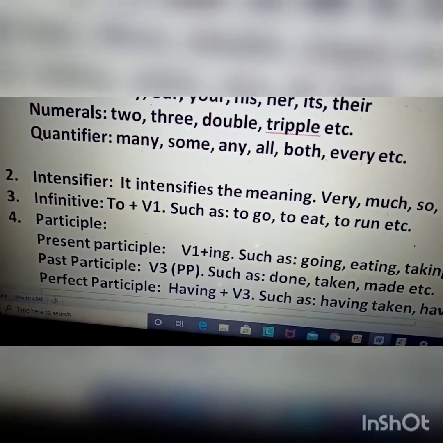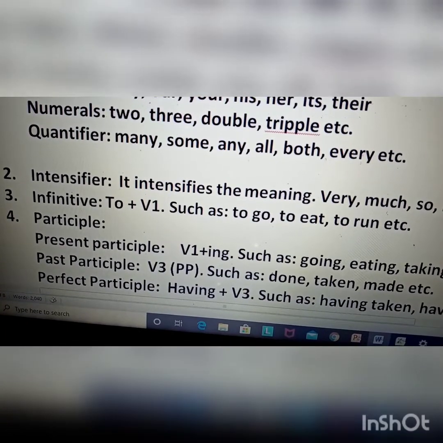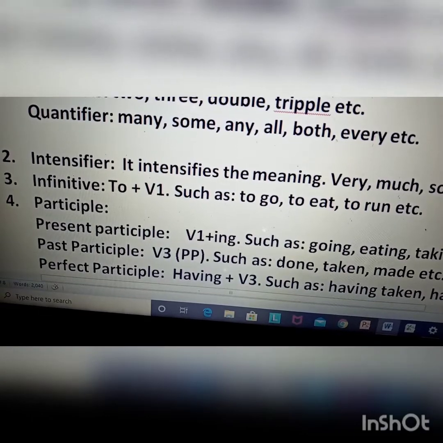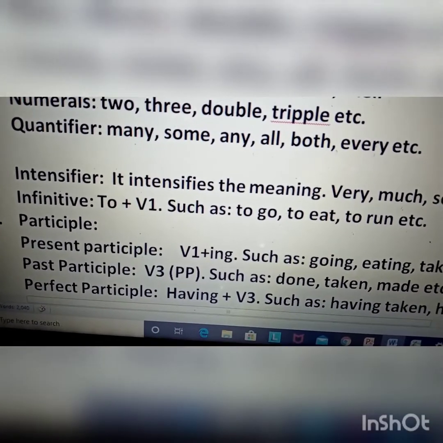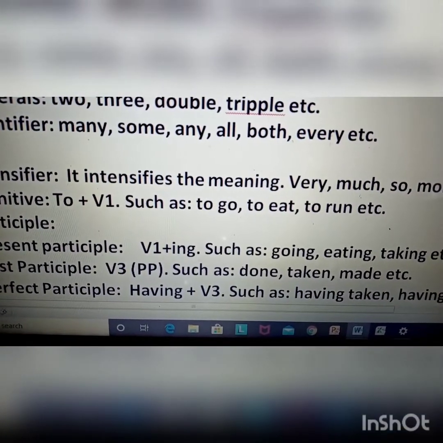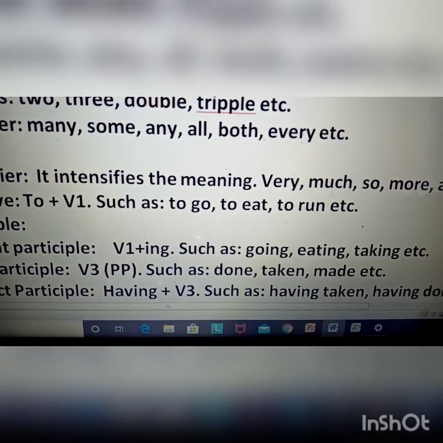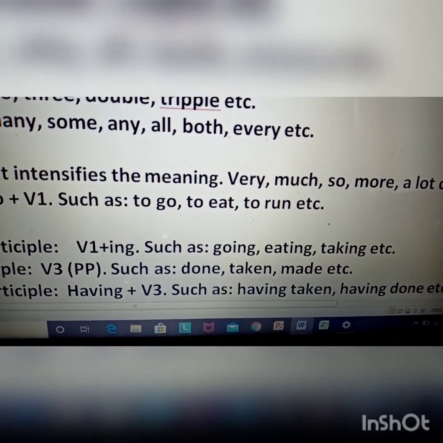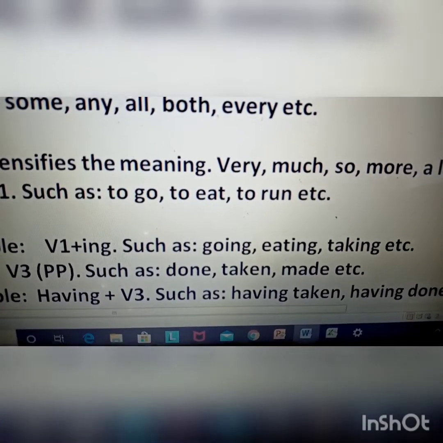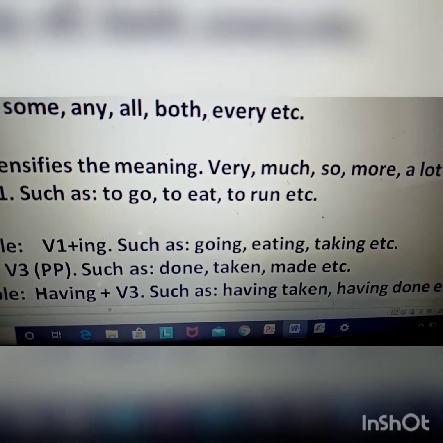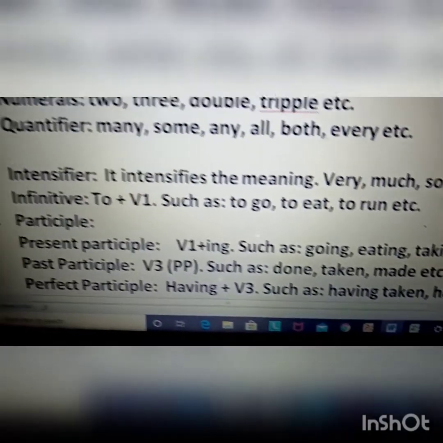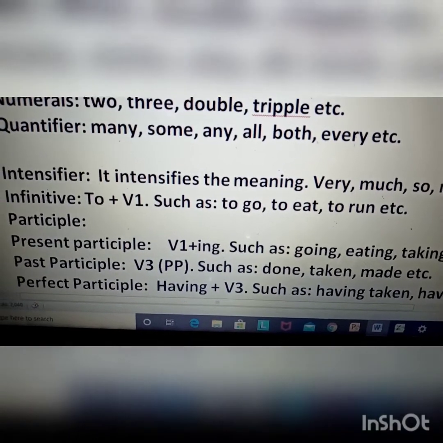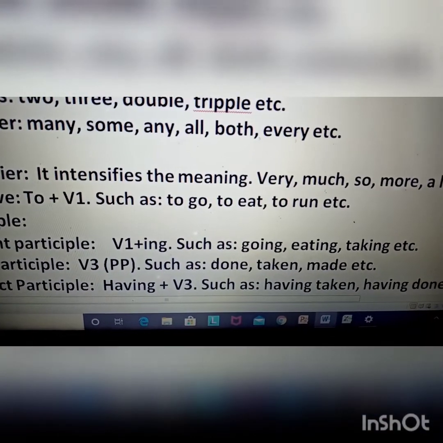Number 4, participle. There are three types of participles: present participle, past participle, perfect participle. What is a present participle? Present participle is V1 plus ing, means the base form of the verb plus ing. Here are the examples, such as go plus ing, going, eating, taking, etc. Past participle means the past participle form of a verb, such as done, taken, made, etc.